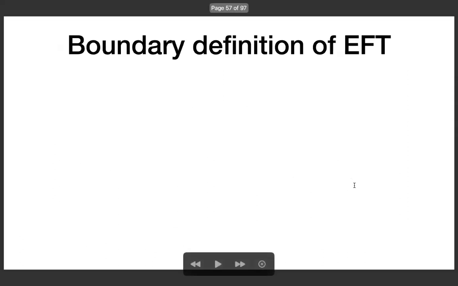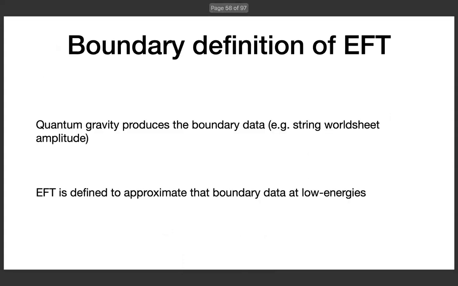Okay. All right. So this is how we find boundary observables in EFT. And a boundary definition of effective field theory is that the effective field theory is defined to give you the right boundary observables. In other words, quantum gravity produces the boundary data, and then you find the EFT that correctly estimates those boundary data. So this is one way to define an effective field theory. And this is the way that we define effective field theory in string theory. String theory produces the string worldsheet amplitudes for us, and then the EFT is chosen so that it correctly reproduces those string worldsheet amplitudes.